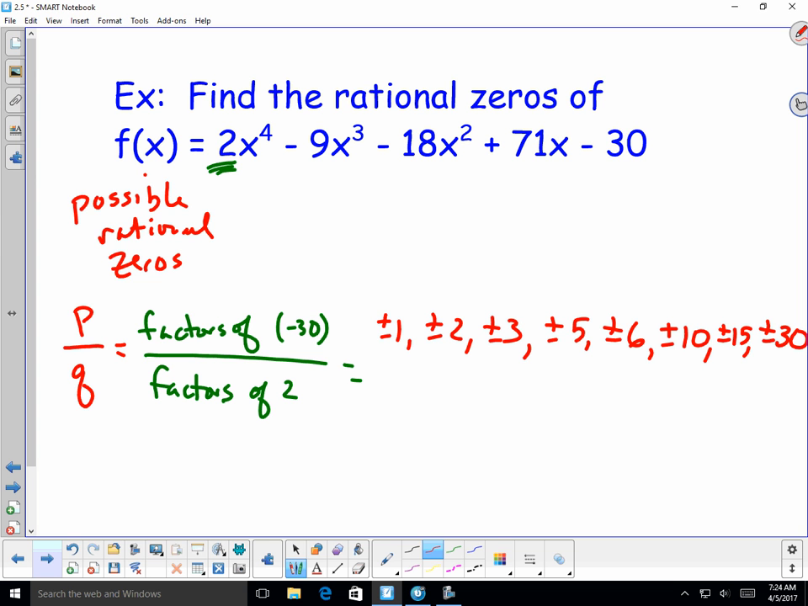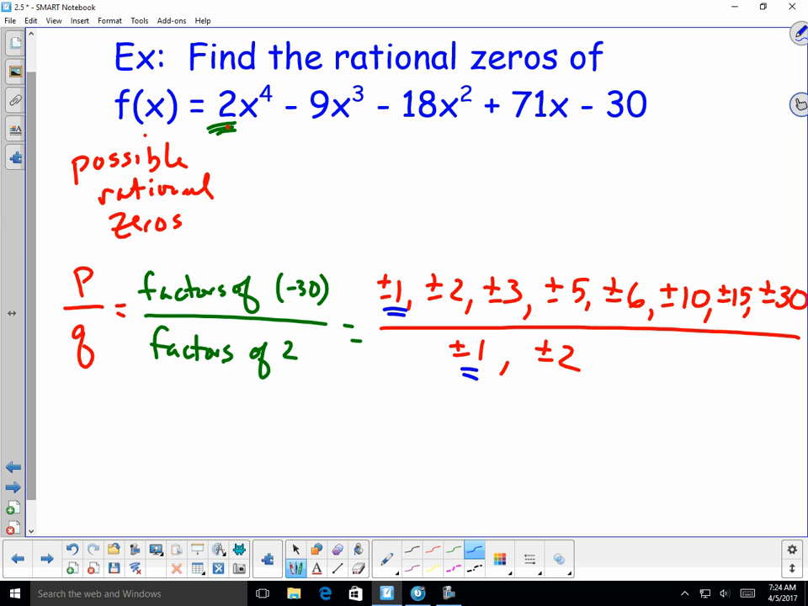All right. So then we want to take a look at all the factors of 2, our leading coefficient, and so that's just going to be plus or minus 1 and plus or minus 2. So now you need to take every numerator over every denominator. So I want 1 over 1, 1 over 2, 2 over 1, 2 over 2, and so on. So let's make that list. So our total list of p over q's, these would be our possible rational zeros.